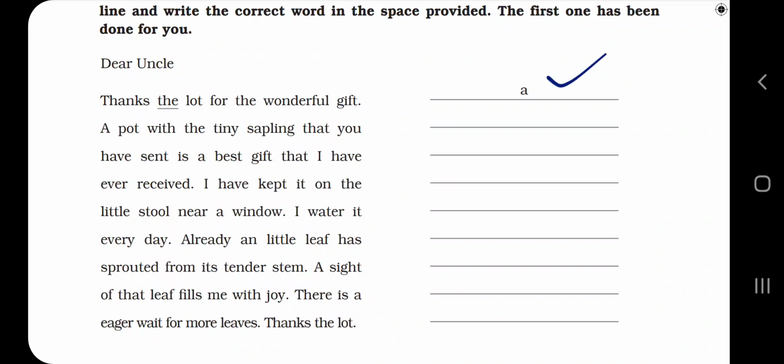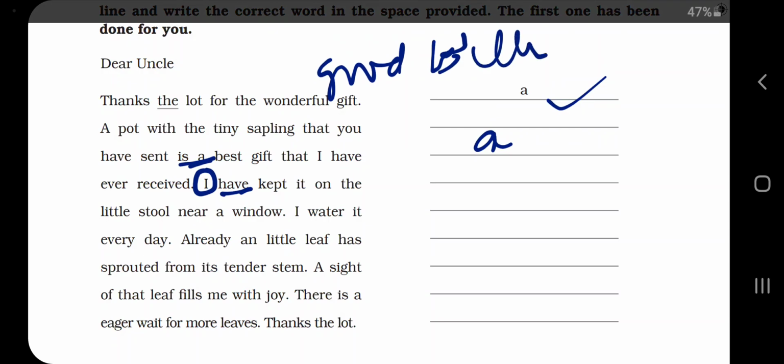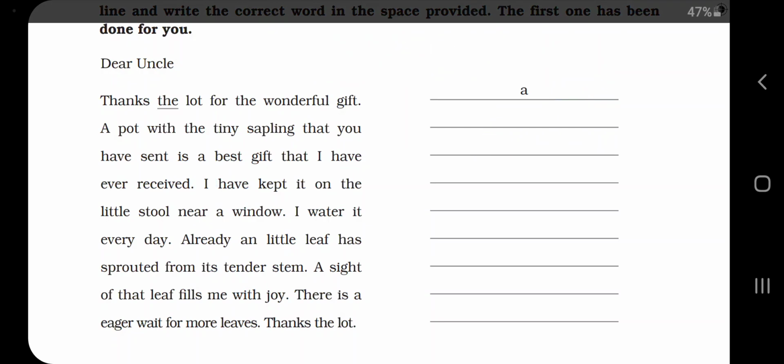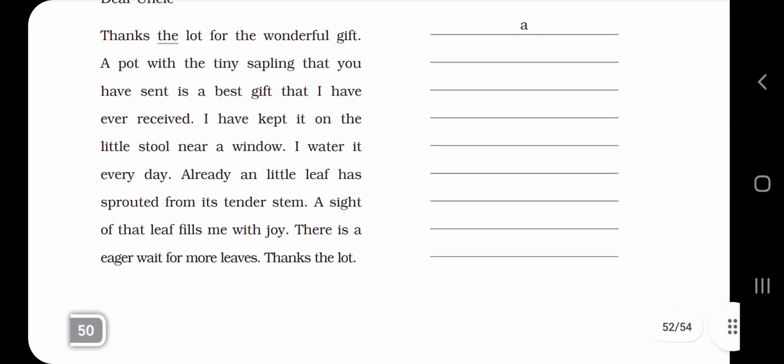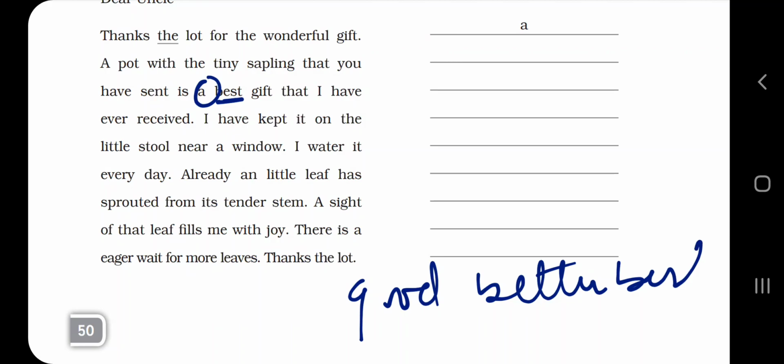A pot with a tiny sapling. It should be a tiny sapling that you have sent is the. Now see here, the. Whenever we talk about adjectives, there are 3 degrees, like good, better, best. Here we are talking about good, better, best. These are the 3 forms of adjectives.